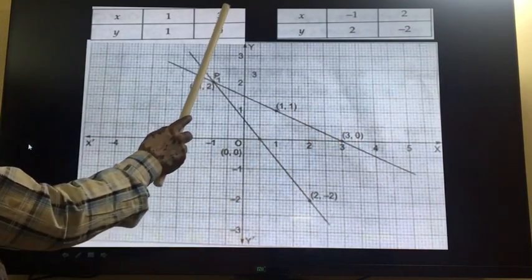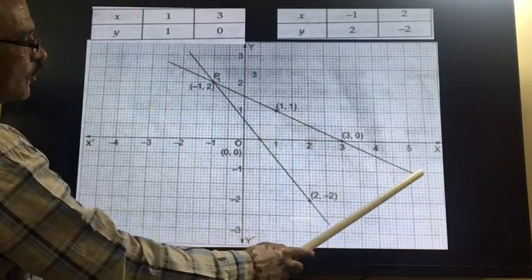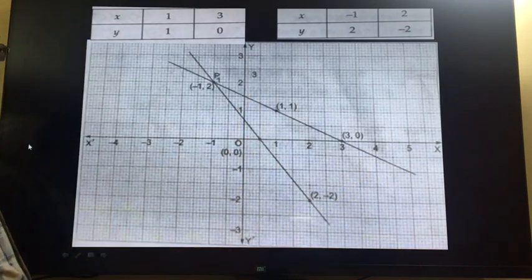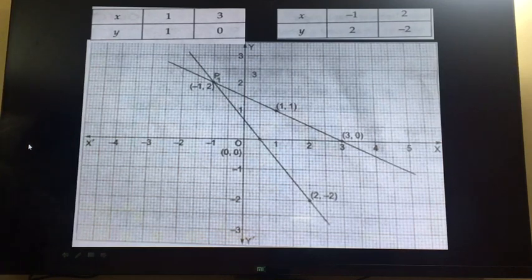You will find the third point. I told you, the third point you will find out. Suppose it may come here or here, right? If all 3 points are lying on the line, it means our calculation is correct. If the third point which we are finding here is not lying on the line, then you can understand that there is some mistake. That will help you in rectifying your mistake.